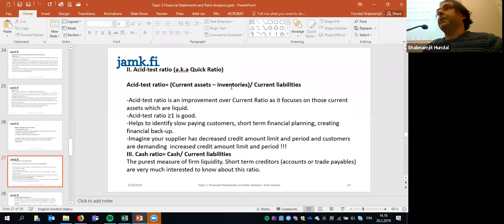That is why some accountants say that we should not even consider inventory in the block of current assets, and that's why they minus it.